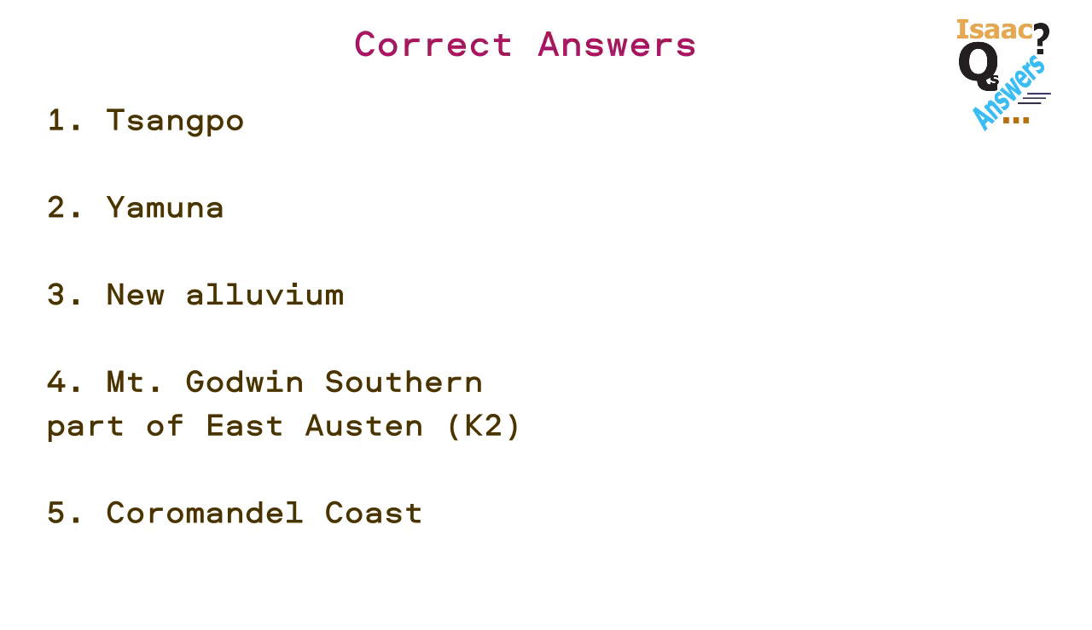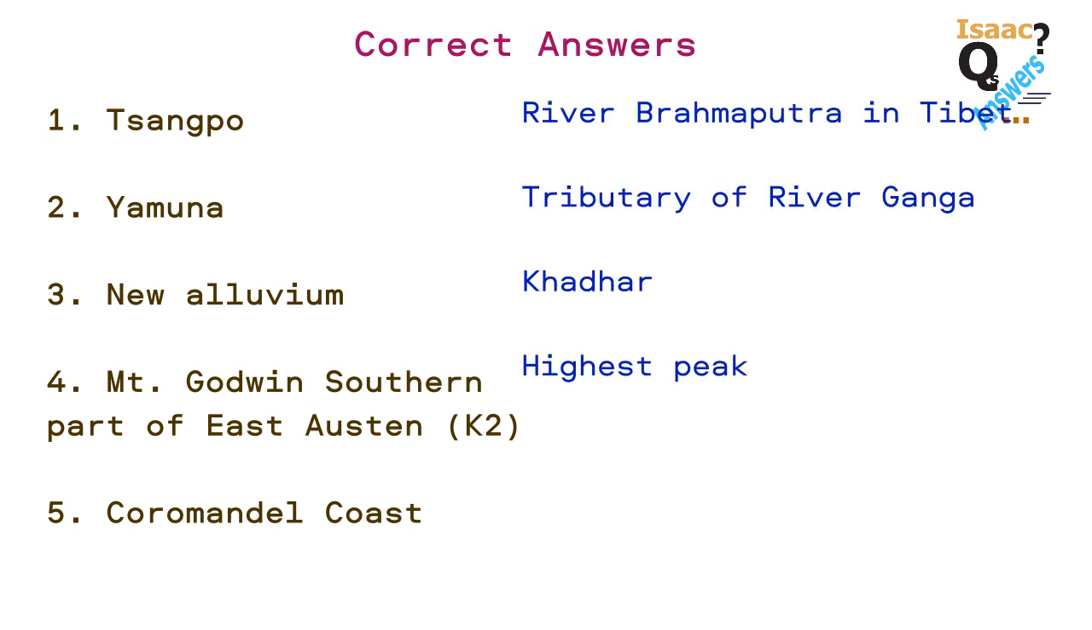Match the following. Correct answers. 1. Sangpo, river Brahmaputra in Tibet. 2. Yamuna, tributary of river Ganga. 3. New alluvium, Kadar. 4. Southern part of Eastern Ghats, K2, highest peak in India. 5. Coromandel coast, coastal plain.